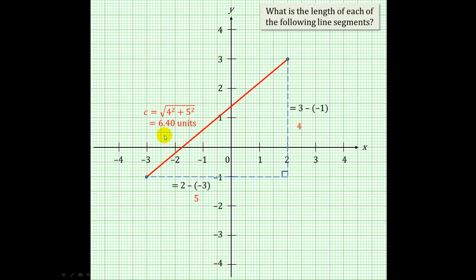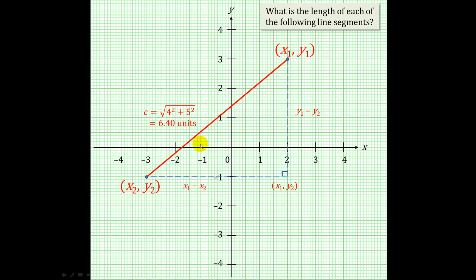Now, the coordinates of these two endpoints here are 2, 3, and -3, -1. And hence the coordinates of this point here is 2, -1. Now we shall derive the formula for finding the length of a line segment given two coordinates. Let's call the two endpoints on the line segments x1, y1, and x2, y2. And hence the coordinates of this point here is x1, y2. Next, the length of this vertical line is given by y1 minus y2. And the length of this horizontal line is given by x1 minus x2.